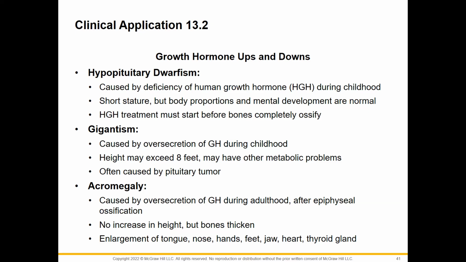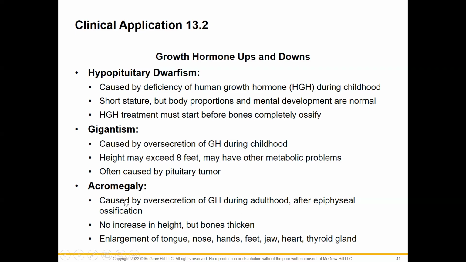My assumption, I don't know this for sure, you all can look it up, but it is probably going to be an increase in the compact bone, but possibly also spongy bone. So bone thickness will increase. They'll also have an increase in other parts of their body. So, an enlargement of the nose, the tongue, the hands, the feet, the jaw, the heart, and the thyroid gland.